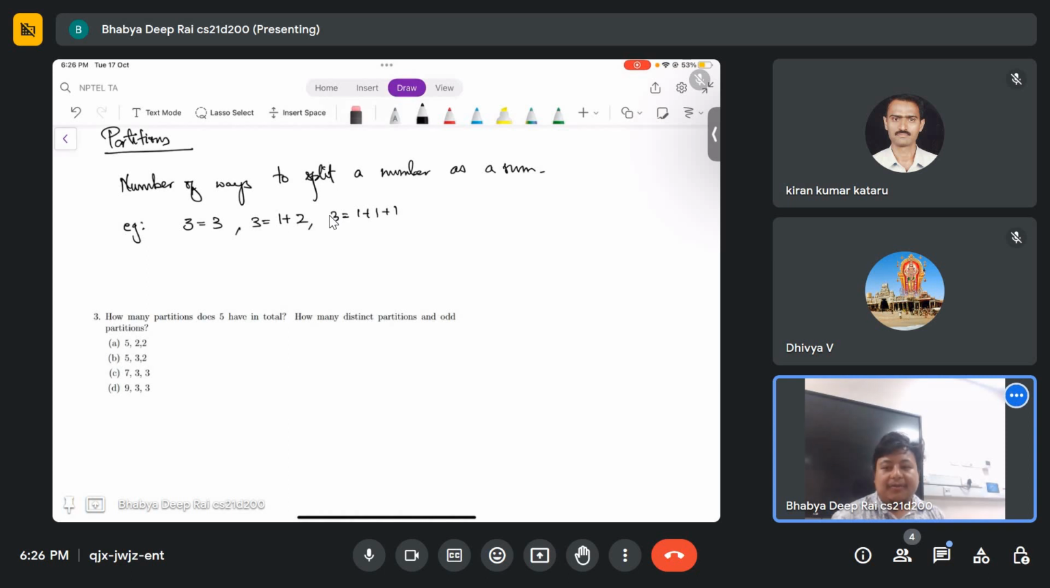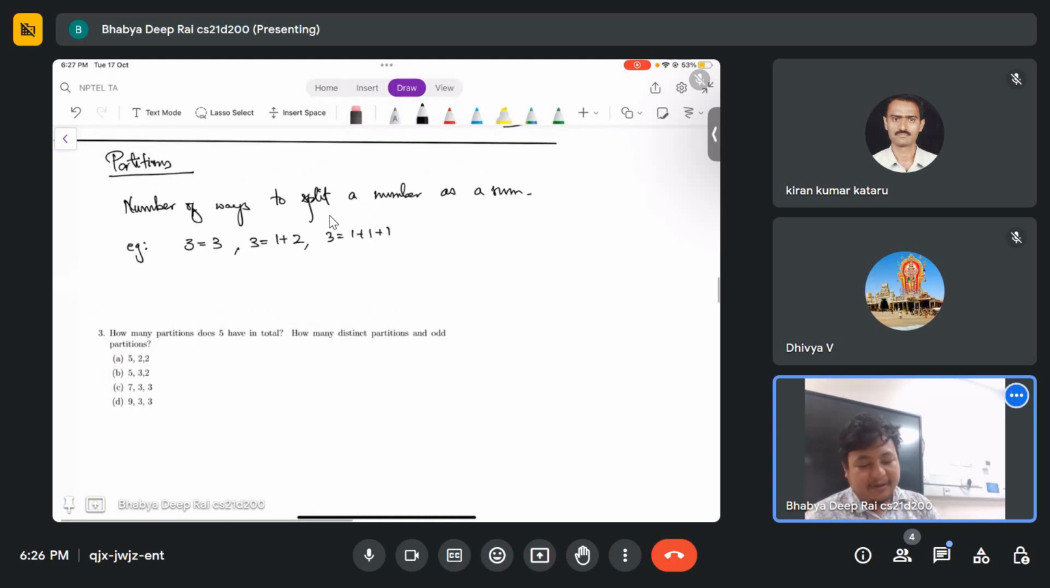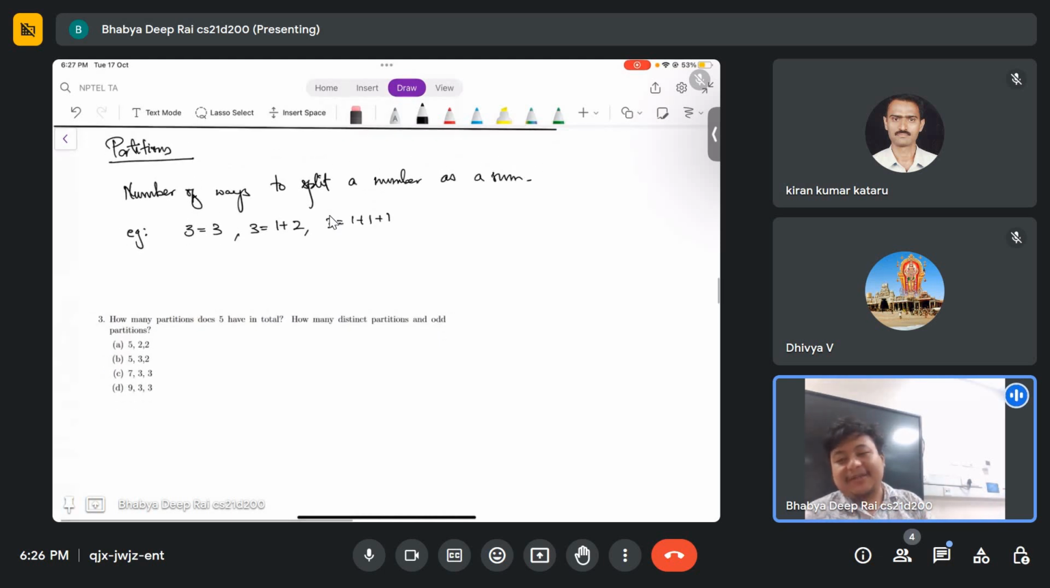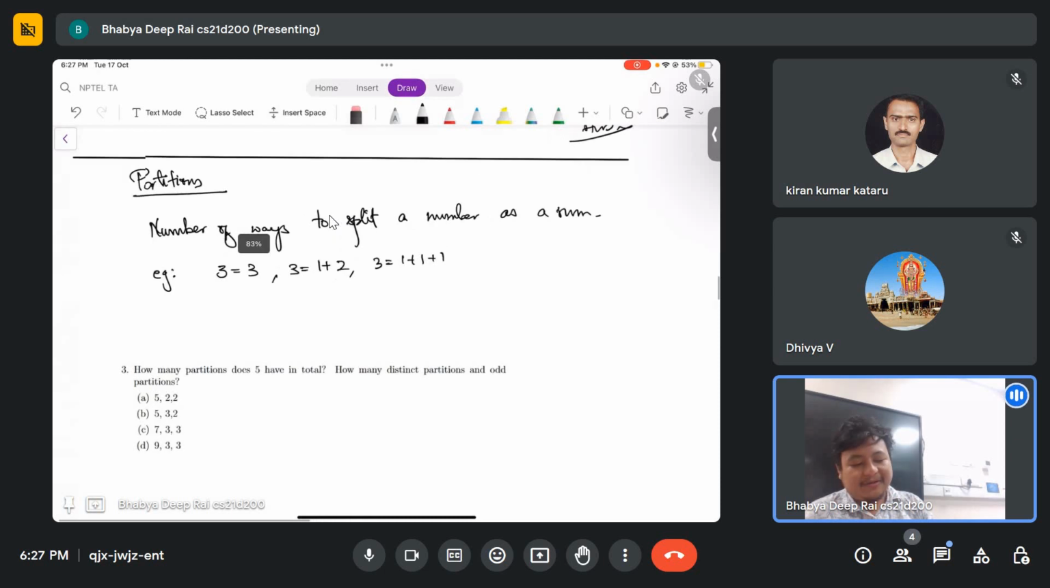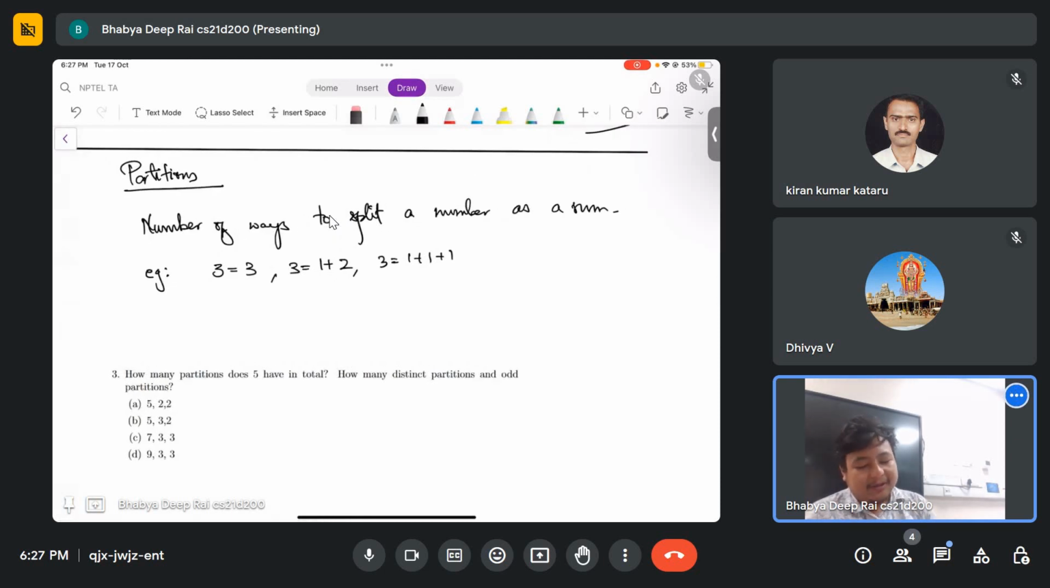Okay, so let's quickly look at partitions. What is a partition? I mean, there is the set kind of partition, but we are looking at partitions in terms of numbers. So a partition is a number of ways that we can split a number as a sum of other numbers. For example, here we have 3. 3 can be written as 3. 3 can be written as 1 plus 2. 3 can also be written as 1 plus 1 plus 1.